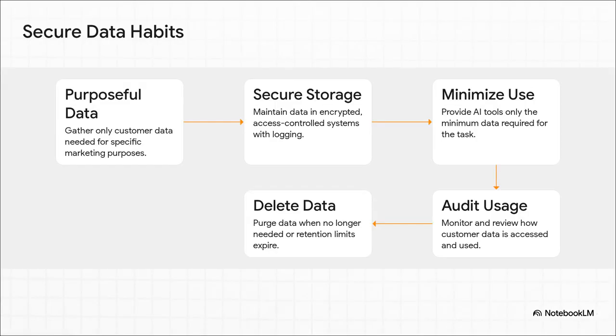But hey, anonymization is just the start. We've got to build secure data habits into our daily workflow. That means only collecting what you truly need, storing it securely, limiting how much it's exposed to AI, auditing who's using it, and, this one's huge, getting rid of it when you're done. This has to be a cycle, not a one-time task.